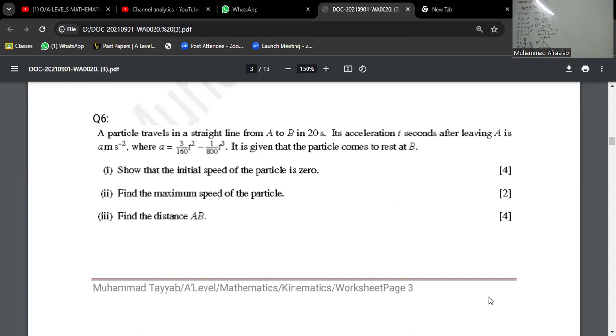Part 1. Show that the initial speed of the particle is 0. Part 2. Find the maximum speed of the particle. Third. Find the distance AB.